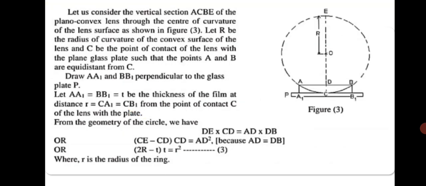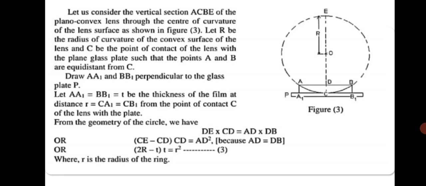Let us consider a vertical section ACBE of the plano-convex lens through the center of curvature of the lens surface as shown in figure 3. Let R be the radius of curvature of the convex surface of the lens and C be the point of contact of the lens with the glass plate, such that points A and B are equidistant from C. Draw AA1 and BB1 perpendicular to the glass plate P. Let AA1 = BB1 = t be the thickness of the film at the distance r = CA1 = CB1 from the point of contact of the lens with the plate.